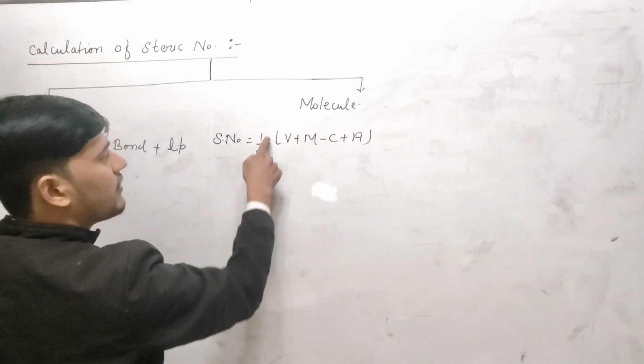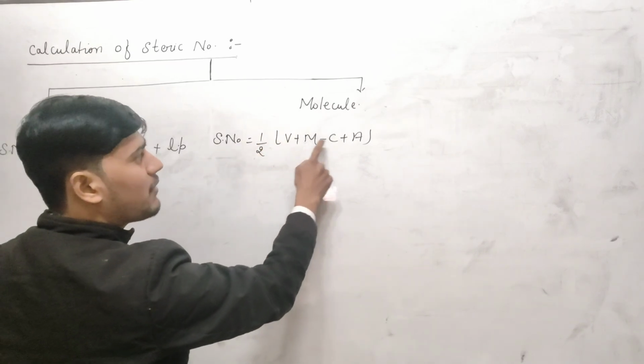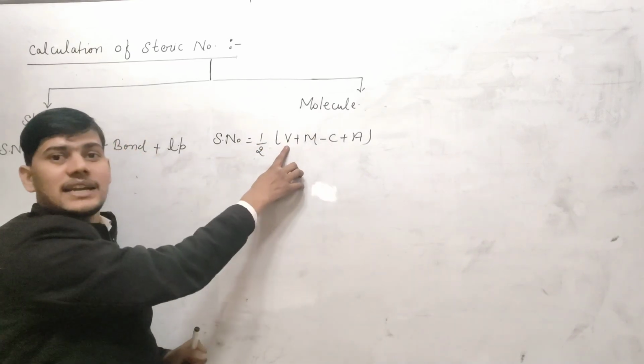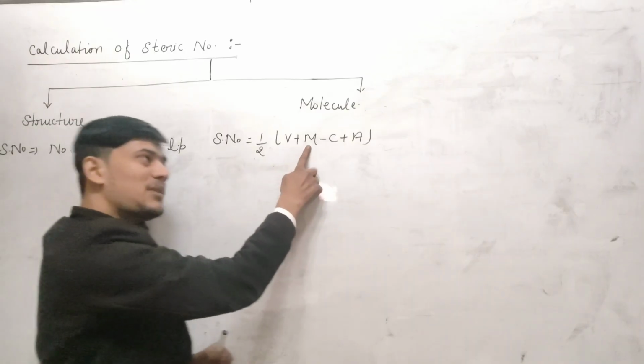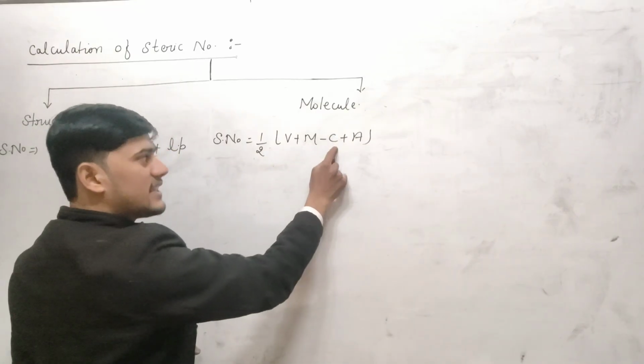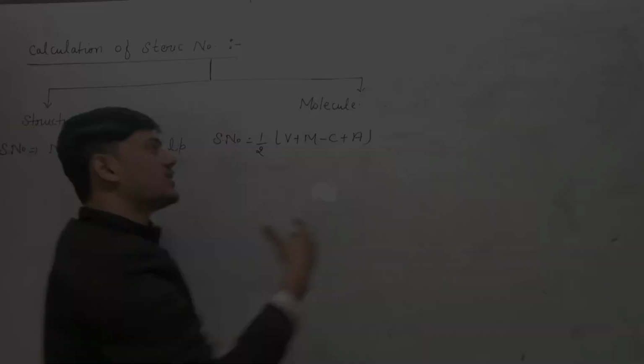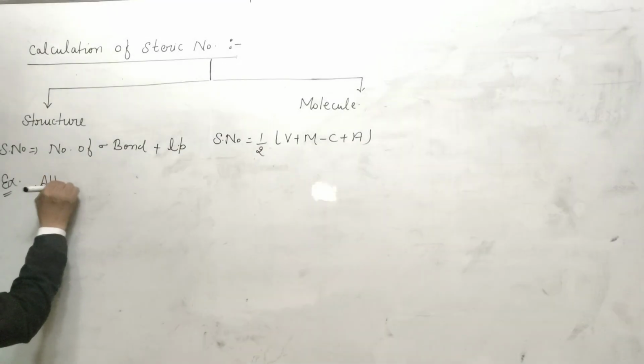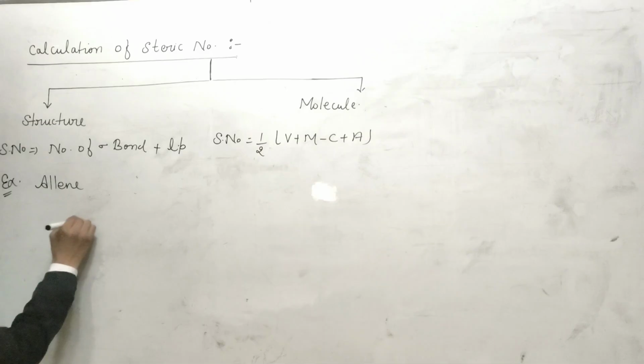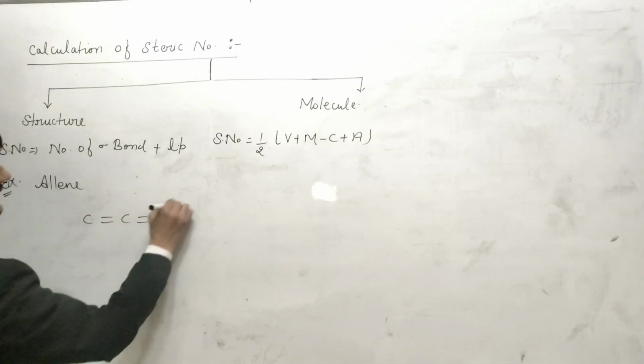The formula is 1/2 (V + M - C + A). V represents the number of valence electrons, M represents the monovalent atoms, C represents the cationic charge, and A represents the anionic charge. Example, allene. In case of allene, the structure of allene is like this.